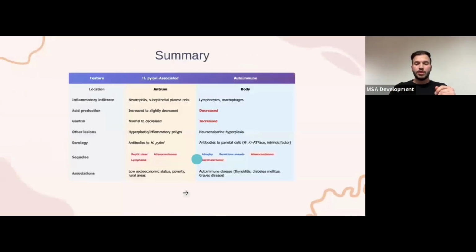And this is a summary for both types, if you'd like to check it.